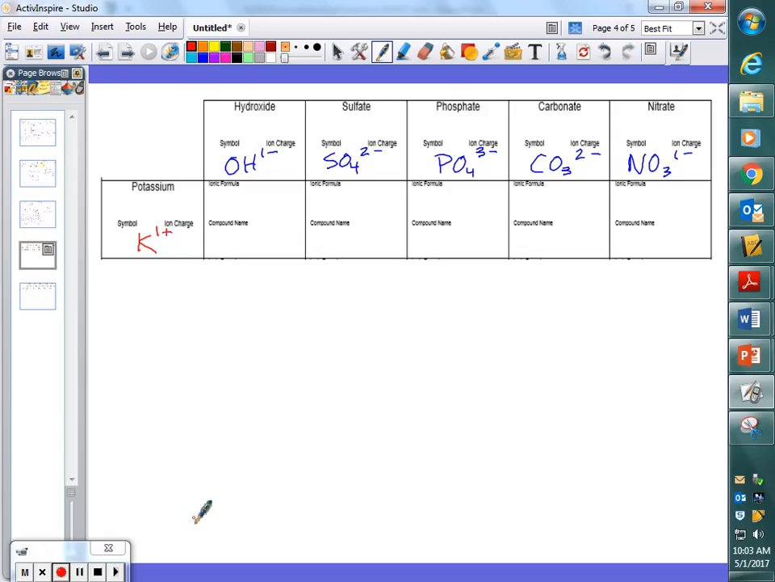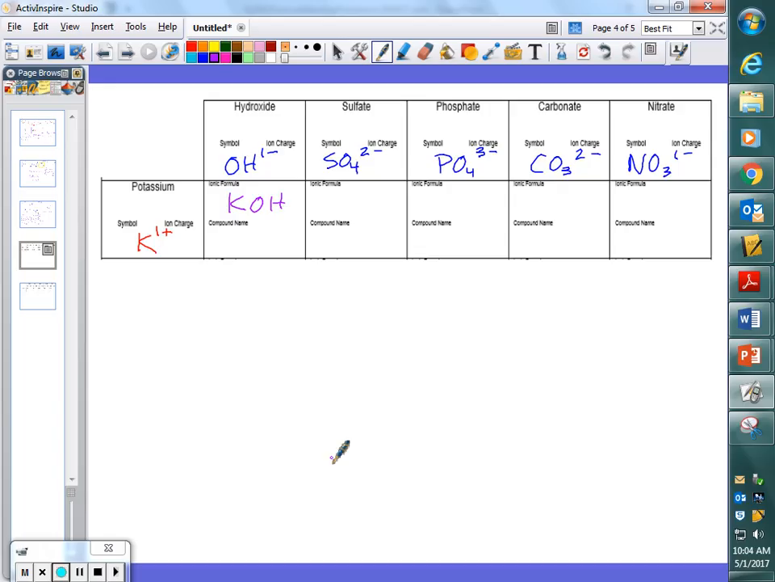Okay, so now let's start putting the pieces together, right? 1 plus, 1 minus. How many of each do we need to get everybody to where they need to be? 1 apiece, right? So here, KOH. Okay. Let's do formulas, then we'll do names, because names are kind of easy after that, all right?